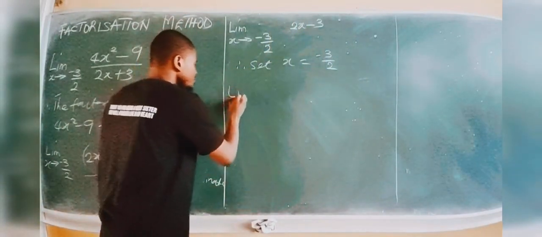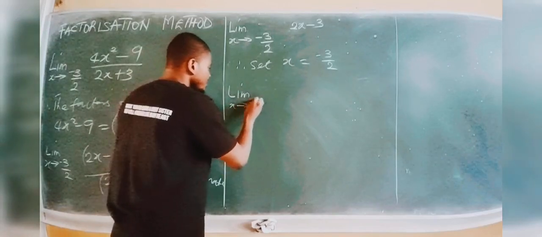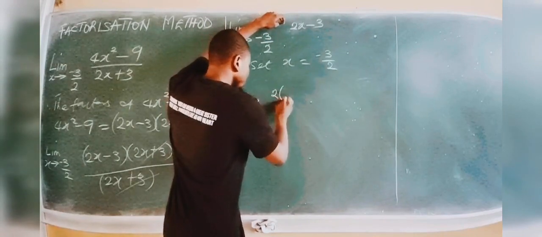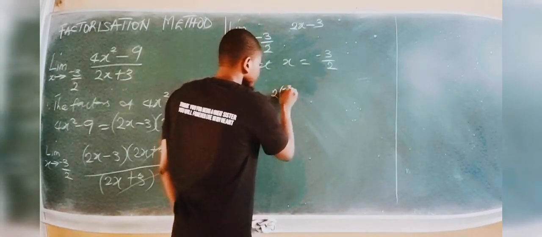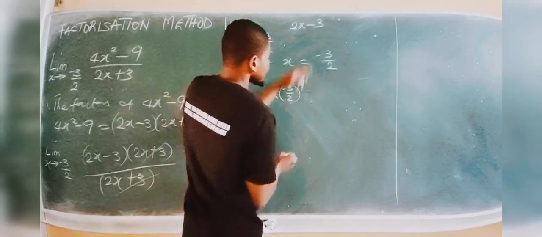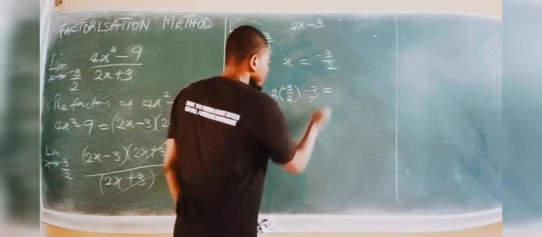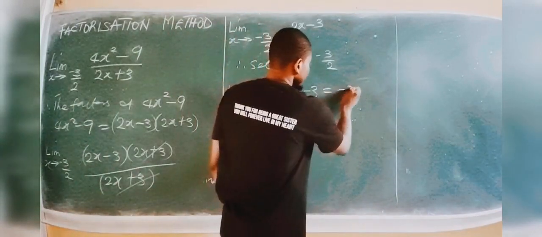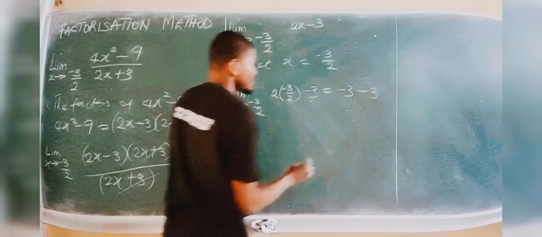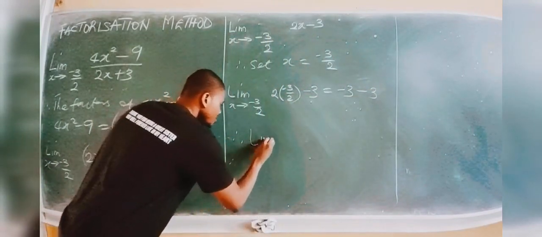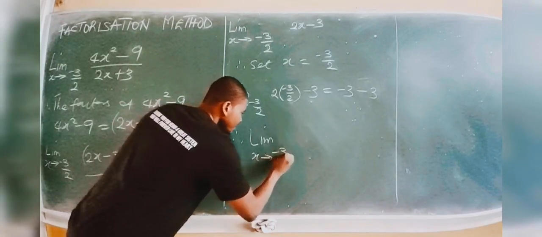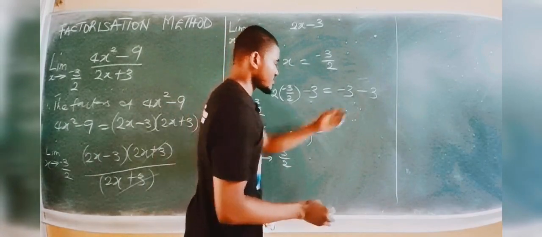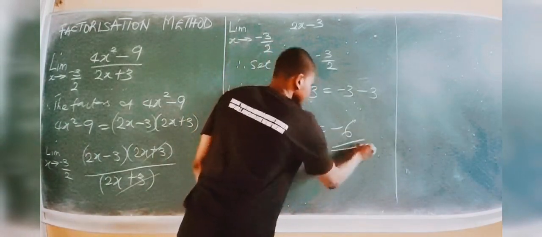We now have the limit as x tends to minus 3 all over 2. In place of x here, we have 2 into minus 3 all over 2, minus 3. Of course, the 2 can cancel the 2 here, and I'm left with minus 3 minus 3. Therefore, the limit as x tends to minus 3 all over 2 of that given function f of x is minus 3 minus 3, which gives us minus 6.